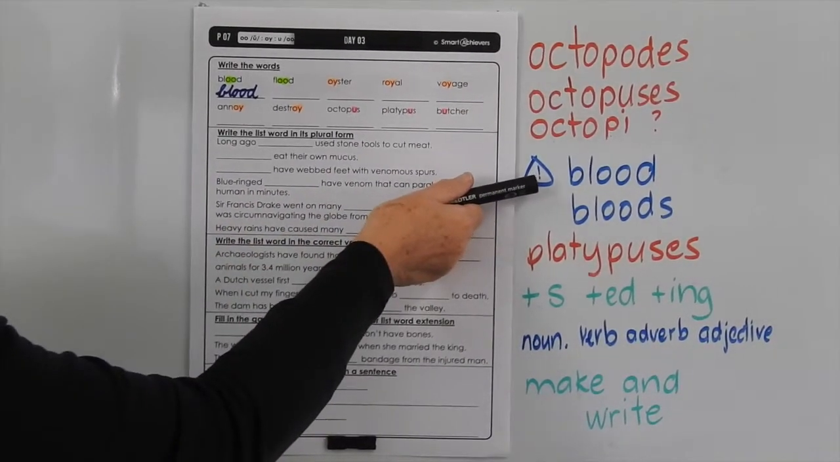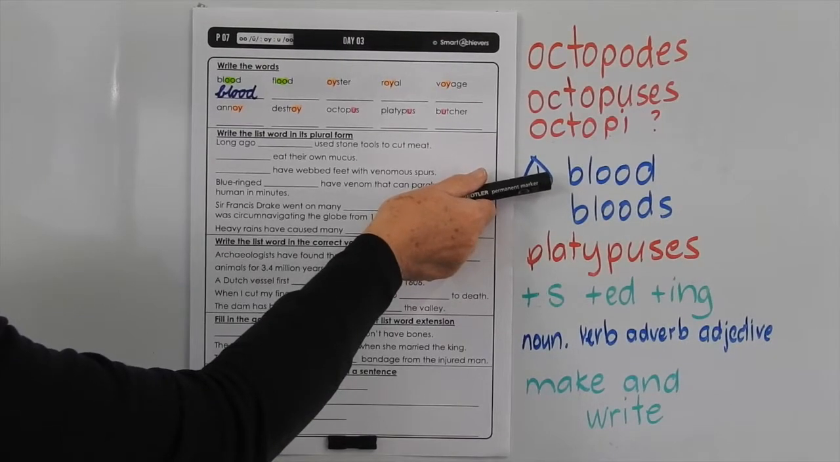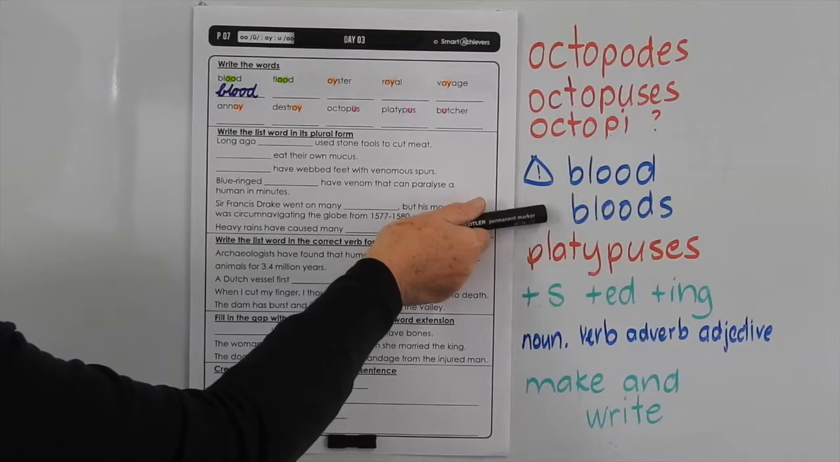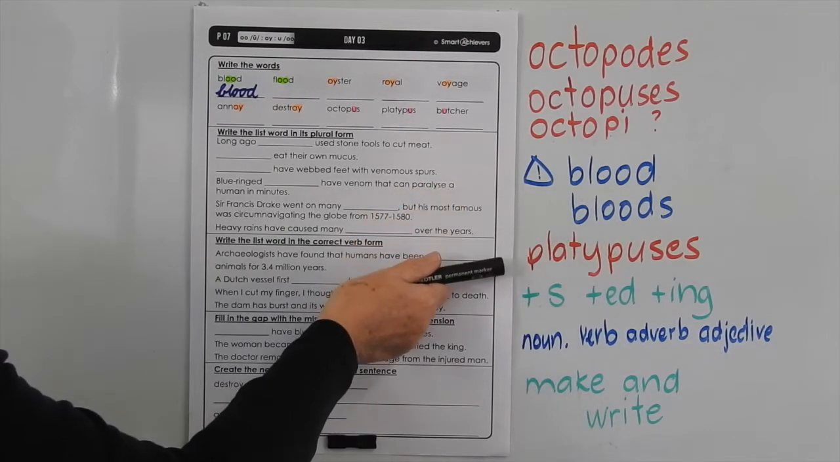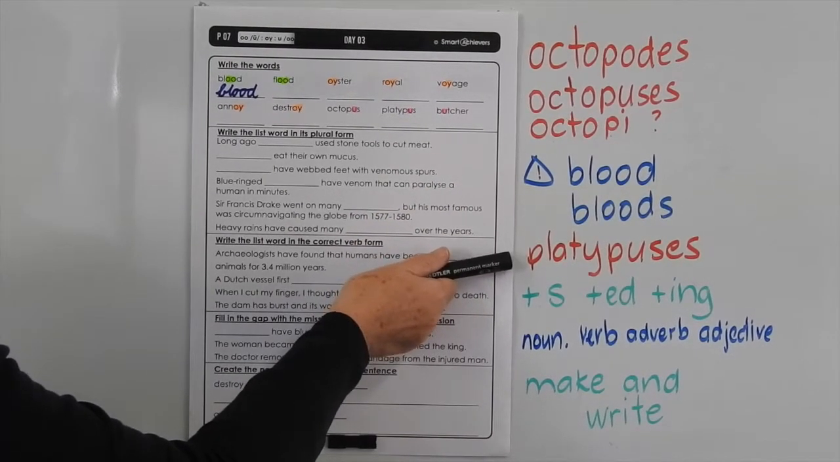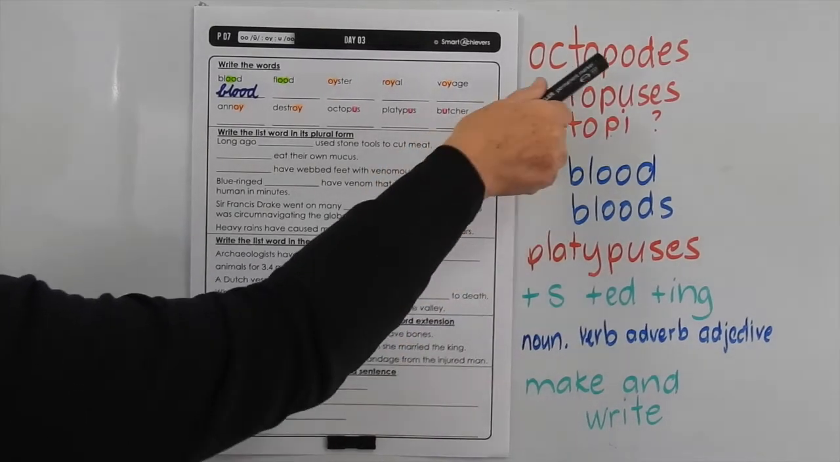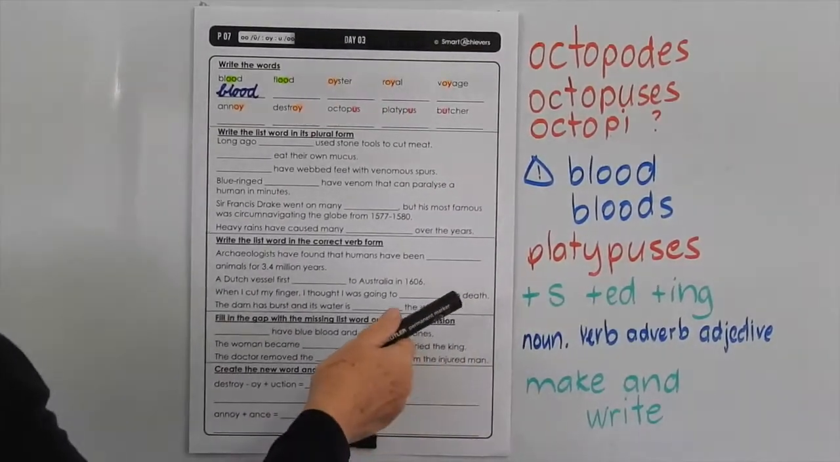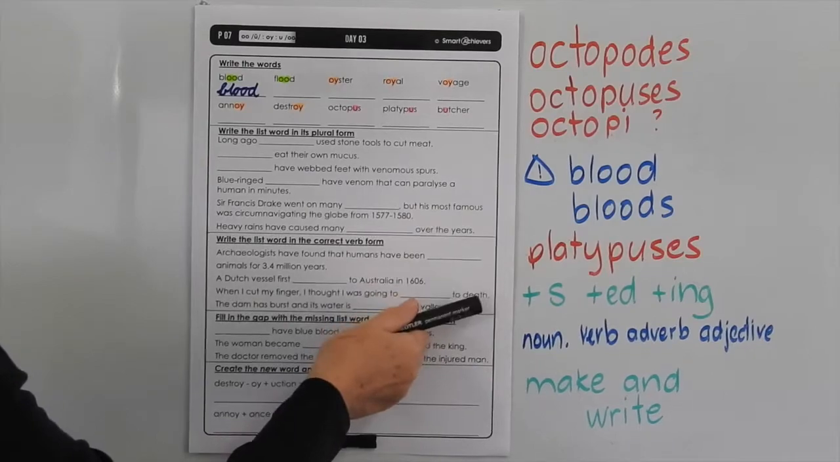Okay, bloods is another tricky one. We can have a lot of blood on the ground if someone's injured, but bloods means different types of, so just be careful with that one. Octopuses, platypuses doesn't follow this octopodes or octopi. You're using the ES on the end there, so that's a nice easy one.